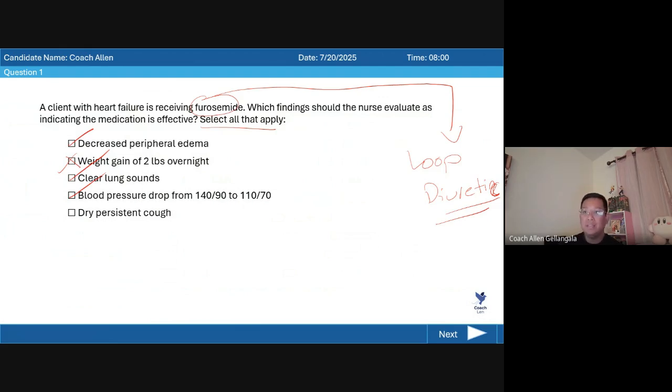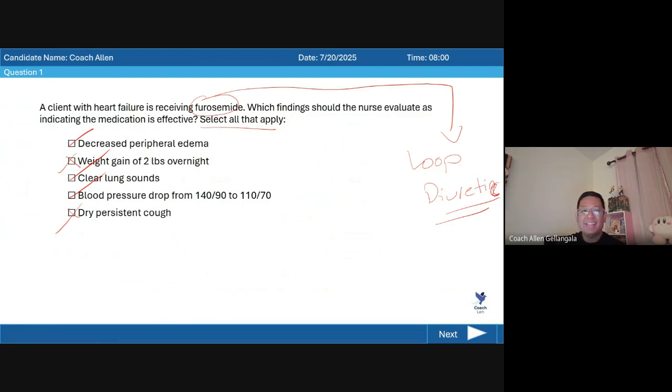That is an indication again of water buildup. So your letter D, dry persistent cough, is also an incorrect answer. So for all of my students who are already in the group and who answered letter A, letter C, and letter D, you got it correct.